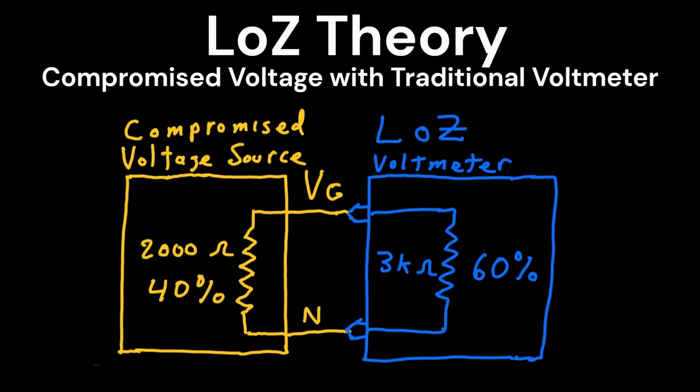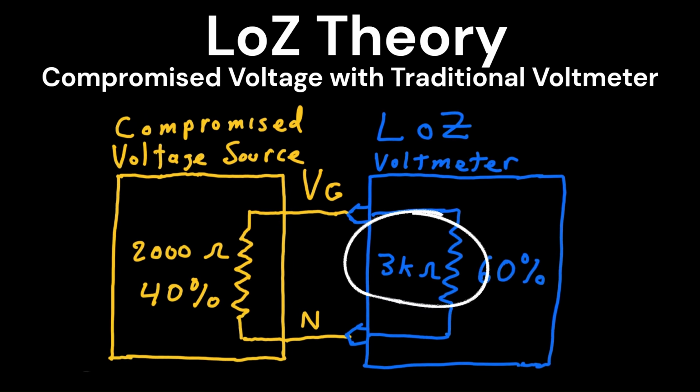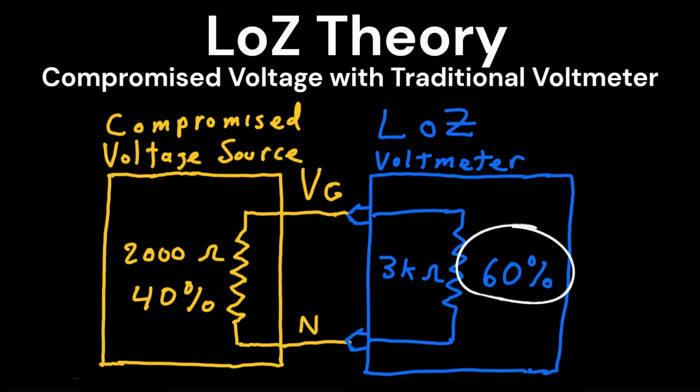However, LoZ brings things into light. The low input resistance, typically around 3,000 ohms, of the LoZ mode, puts a load on the circuit, letting you know that you have a problem.